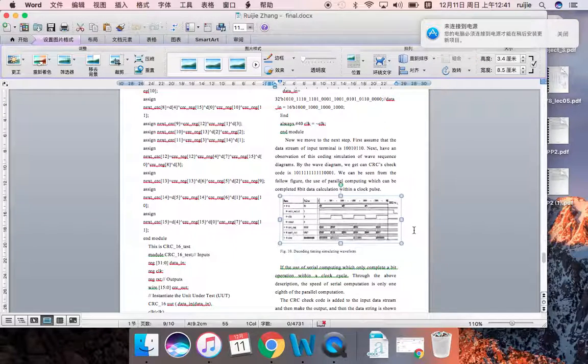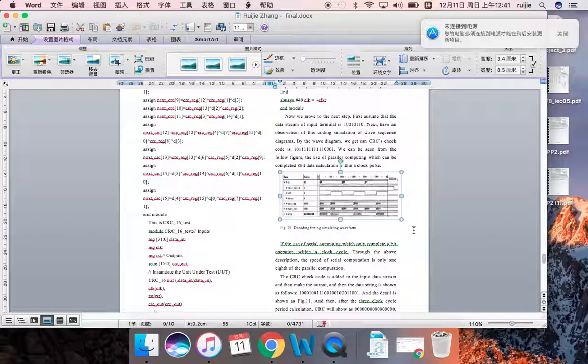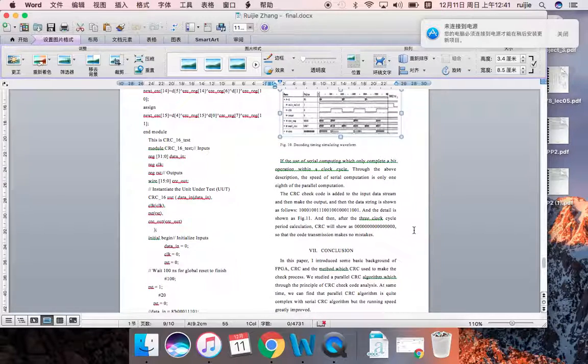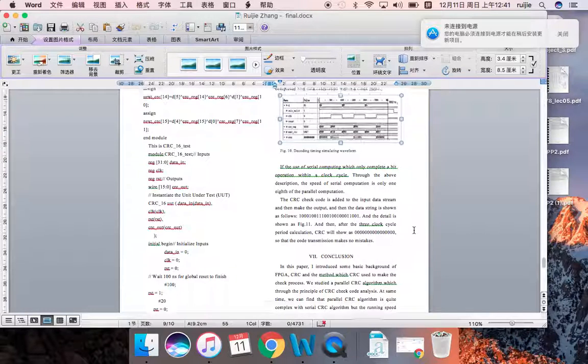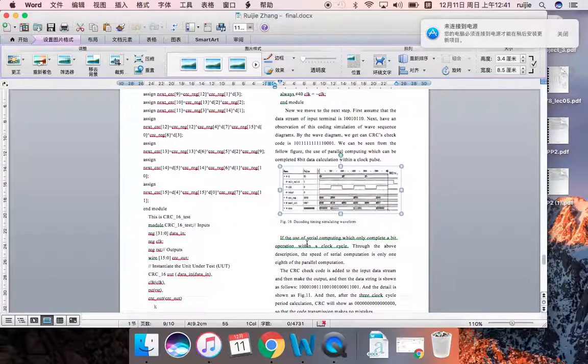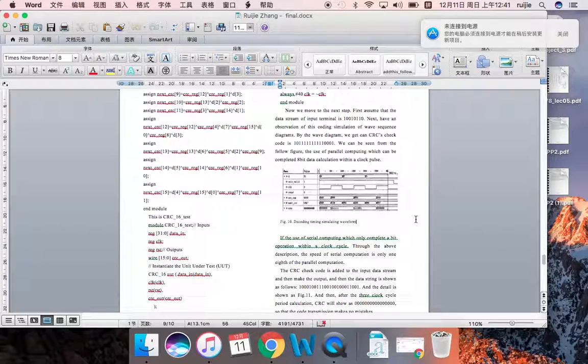Using parallel computing, 8-bit data calculation can be completed within a clock pulse. If using serial computing, only a one-bit operation is completed within a clock cycle. Through the above description, the speed of serial computation is only 1/8 of the parallel computation.